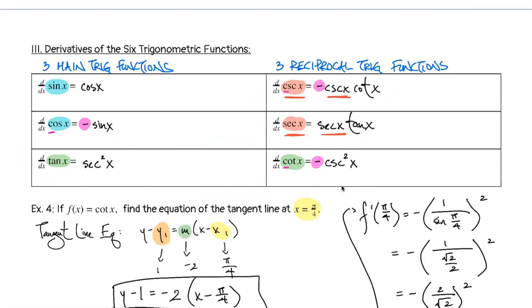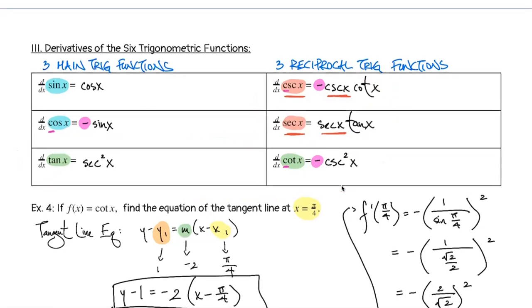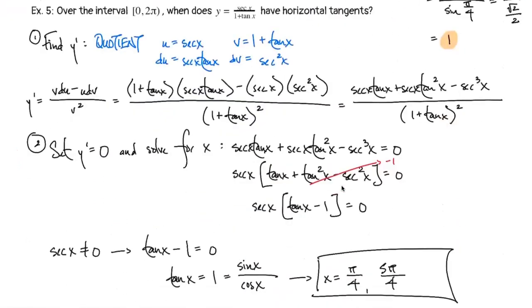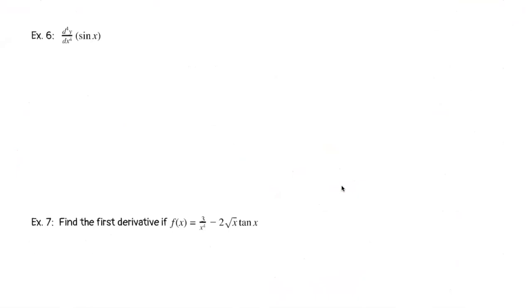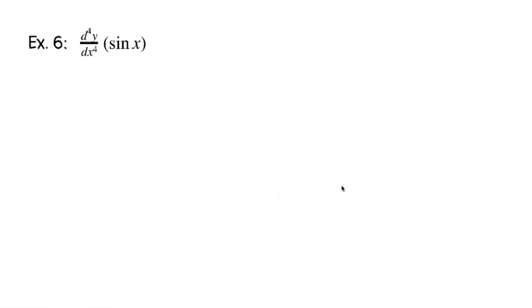All right, so let's hop back in. Let's do example 6 and 7. That's the last pieces of the trig lesson. And then we will move on to a very important rule called the chain rule. Okay. So example 6 says find d to the 4th y dx to the 4th of sine x.